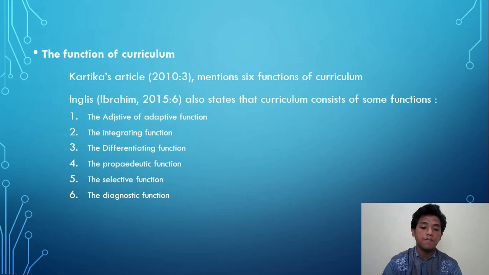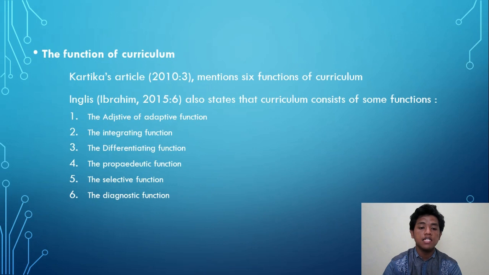Next is the propedeutic function. It is for the educator to prepare the students for continuing to the next level or higher education. Next is the selective function. The curriculum should be flexible to educate the students, so the students are able to select the beneficial things for themselves.